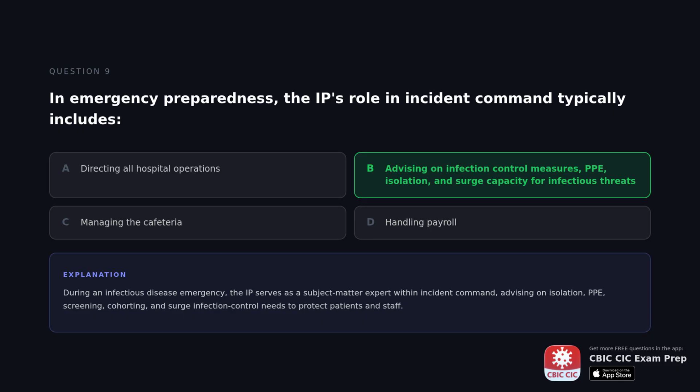The correct answer is, advising on infection control measures, PPE, isolation, and surge capacity for infectious threats. During an infectious disease emergency, the IP serves as a subject matter expert within Incident Command, advising on isolation, PPE, screening, cohorting, and surge infection control needs to protect patients and staff.